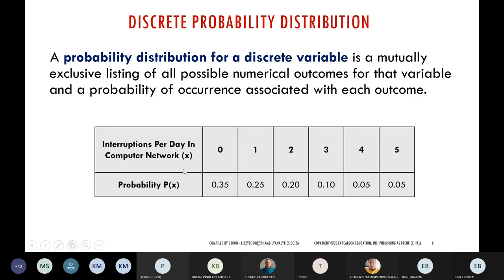Like we have this table that looks at the interruptions per day in a computer network, variable X, which has 0 interruptions, 1 interruption, 2 interruptions, or 5 interruptions. And for every number of interruptions, there are corresponding probabilities. This probability gives us the number of cases that occur across the total sample size. And that is where we calculate the probability.